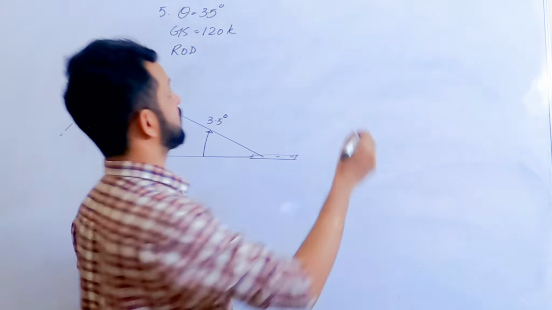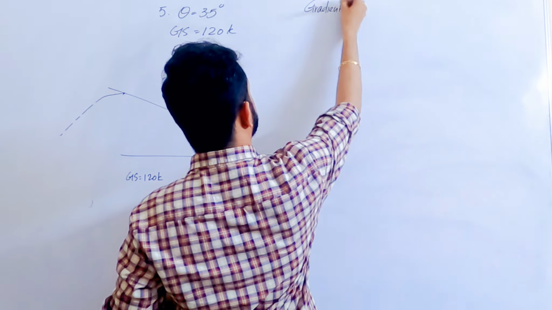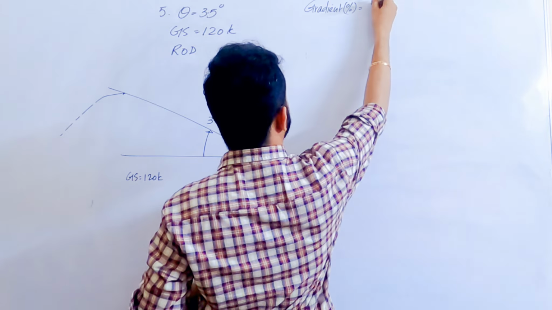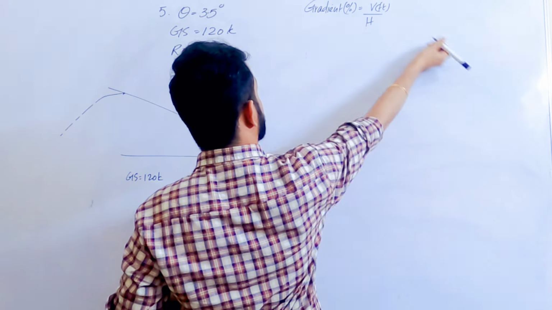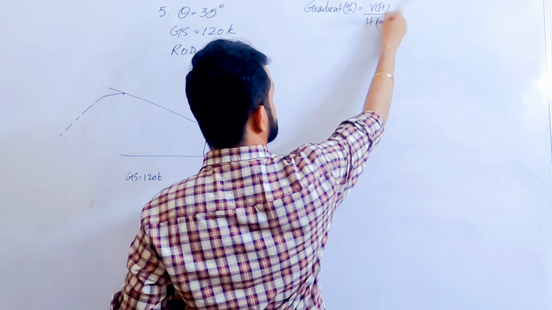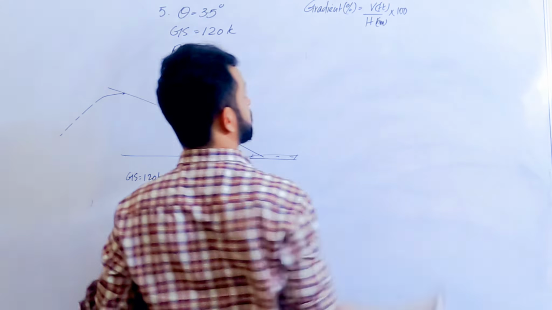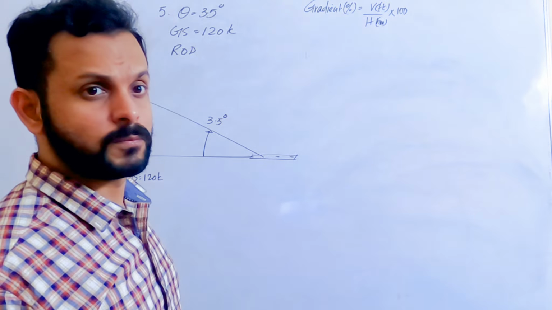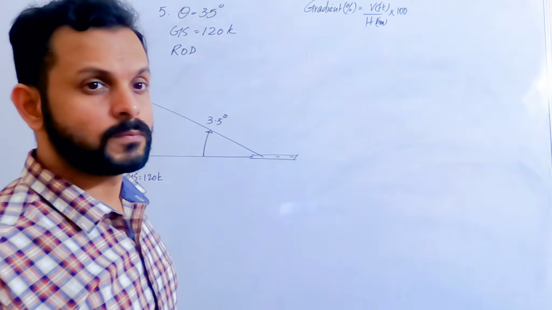So you are telling me we have to find gradient. Okay, let's find gradient. We know that gradient is the ratio of vertical height in feet divided by range in nautical miles, multiplied by 100 for percentage. That's right. So I don't have the vertical height.